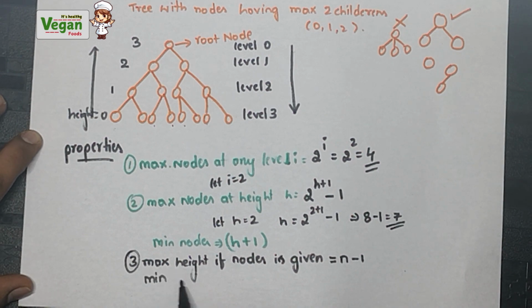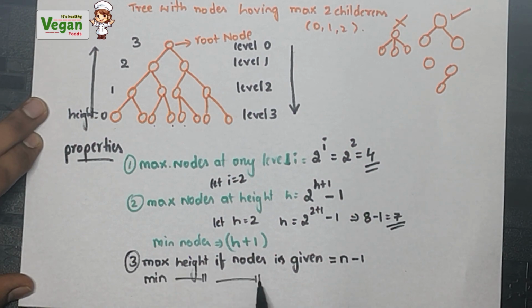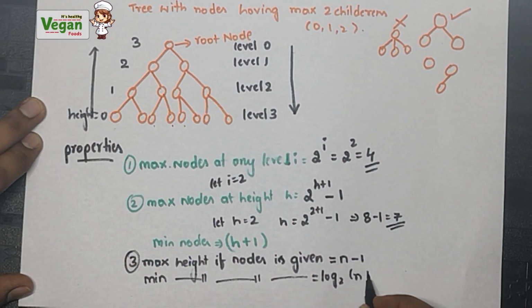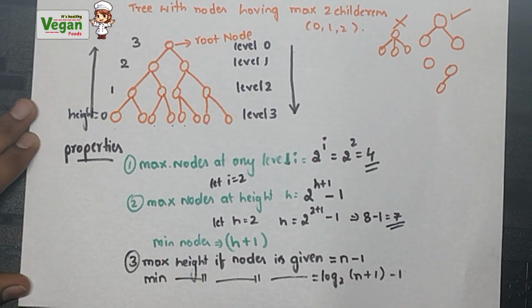Next, minimum height of the tree if the nodes are given. Its value will be log 2 of (n plus 1) minus 1. That is, log base 2 of (n plus 1), minus 1. So this will be the value of the minimum height of the tree if the node value is given.